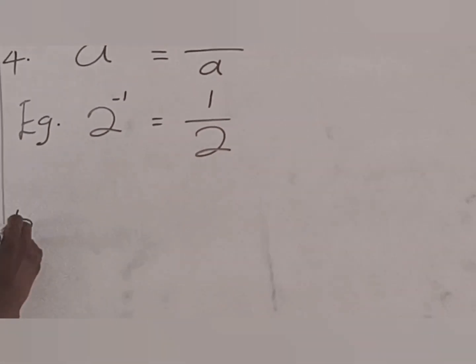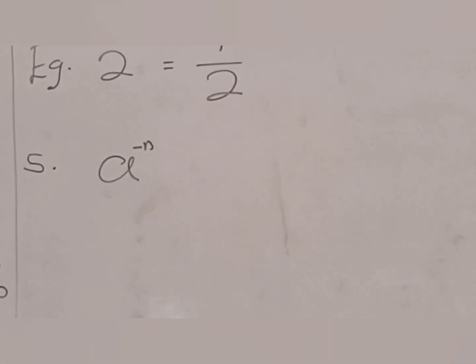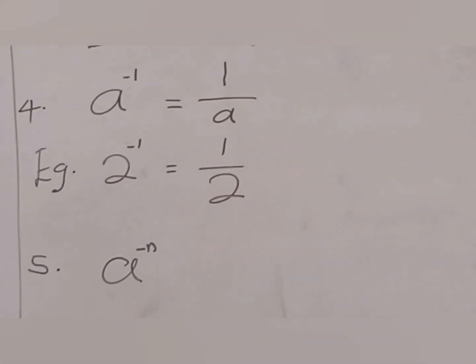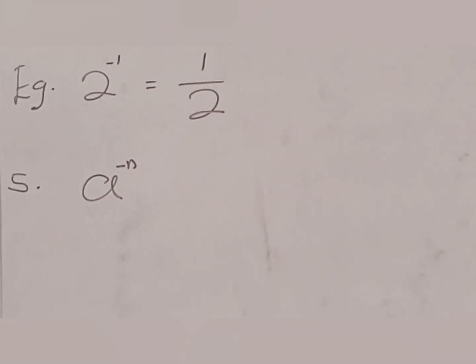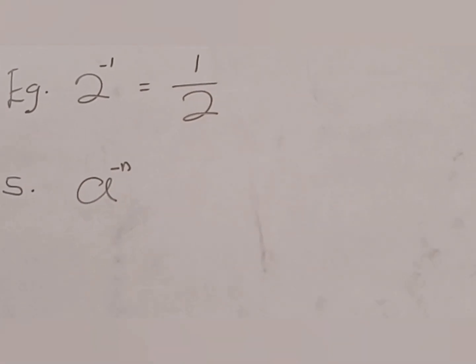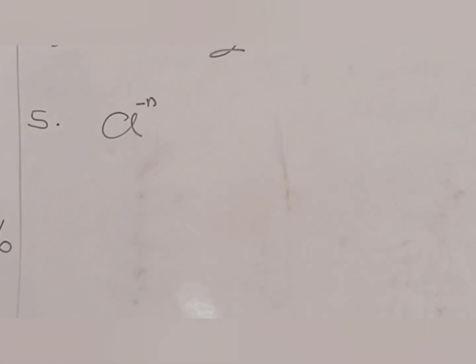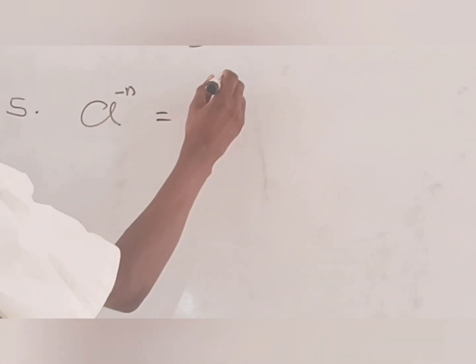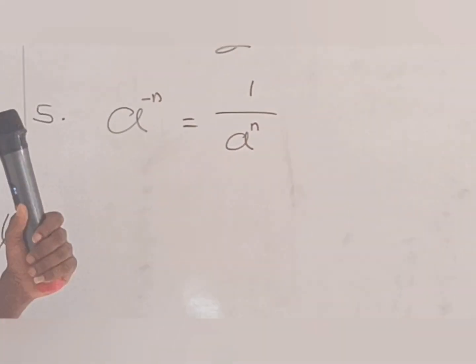What about if it is a number to the power negative of a certain number other than 1? It's not 1. Here is negative 1. Now it is negative something, not 1. Can you all see? A is not 0, and it's not 1. So who can tell us? This one is the same as what? 1 over A to the power n.